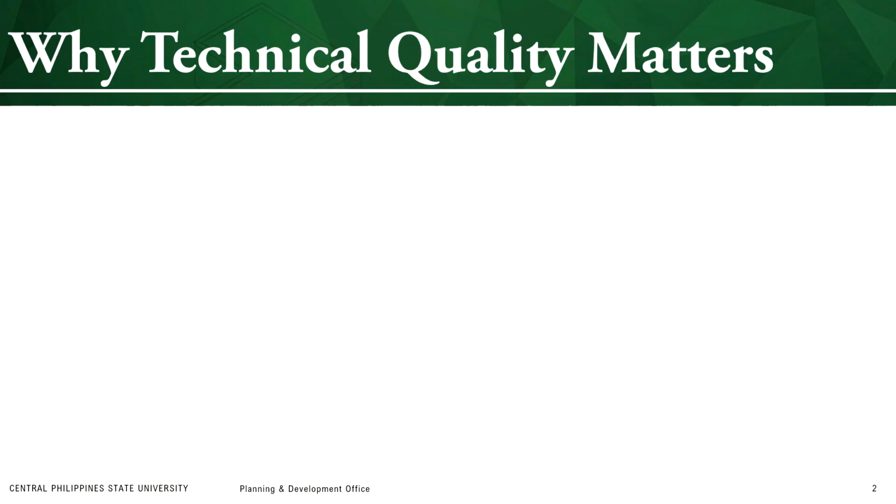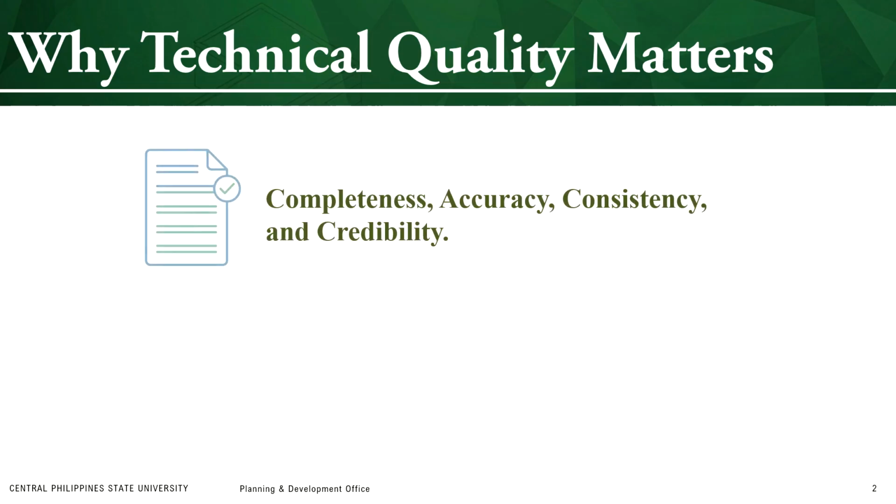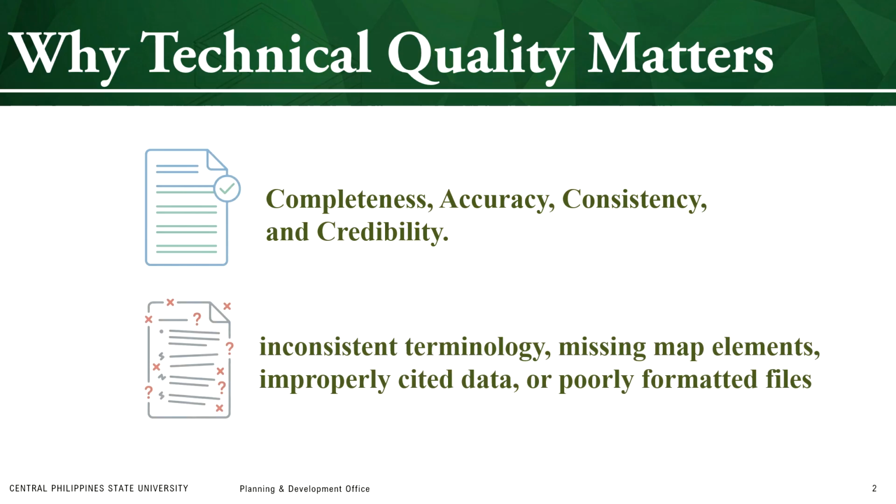a LUDIP. The LUDIP is a document that will be reviewed by multiple parties: your campus TWG, the Planning and Development Office, the Academic and Administrative Councils, the Board of Regents, and potentially CHED itself. Every one of those reviewers is looking at your document for completeness, accuracy, consistency, and credibility. A LUDIP with inconsistent terminology, missing map elements, improperly cited data, or poorly formatted file signals to reviewers that the planning process itself may have been rushed or careless.